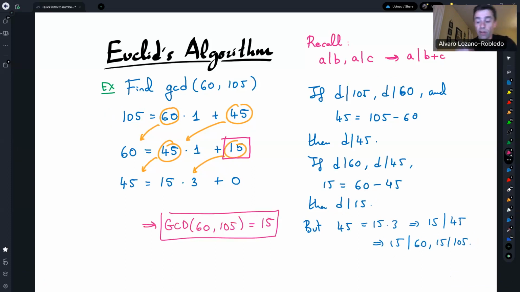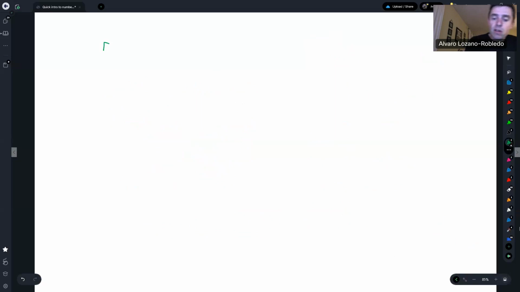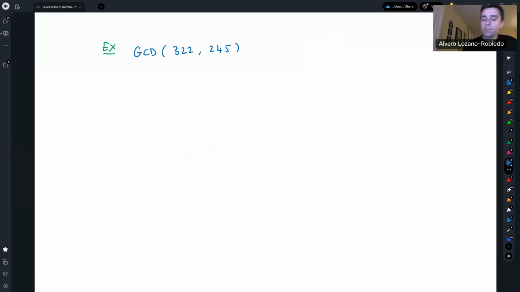That is thanks to Euclid's algorithm, which is again nothing more than repeated long divisions. Let me show you another example of this. Let's compute the GCD of 322 and 245. That's not so clear what that GCD would be, so let's do the algorithm. We do repeated long division. 322 is 245 times 1 plus 77. Then 245 is 77 times 3 plus 14.